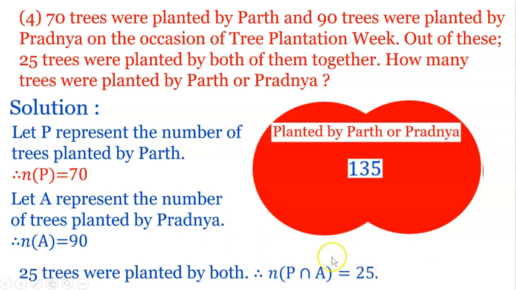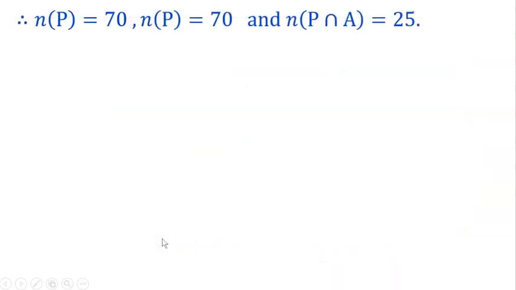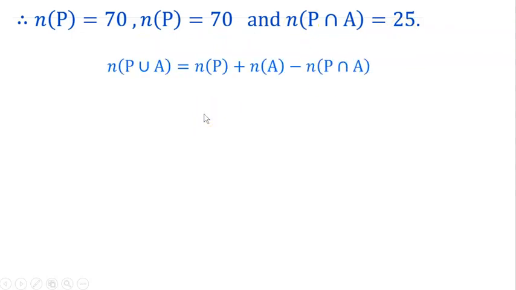दोघांनी एकत्र प्लांटेशन किती ट्रीज केले तर 25. नेक्स्ट N of P is equals to 70. N of P intersection A is 25. Therefore, by the formula, N of A is equals to 90. आपल्याला माहिती आहे त्या व्हॅल्यूज इथे सबस्टिट्यूट करणार. नेक्स्ट आपण N of A किती घेणार तर 90 घेणार. या व्हॅल्यूज आपण इथे सबस्टिट्यूट केल्या.